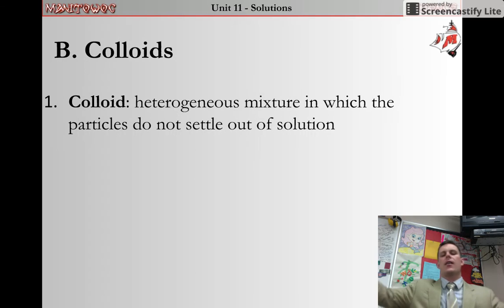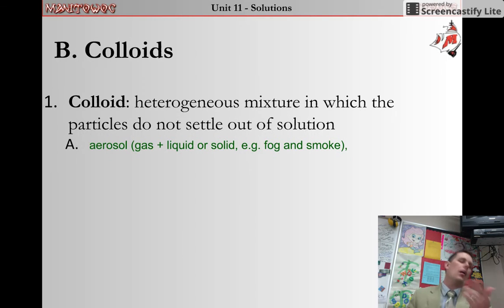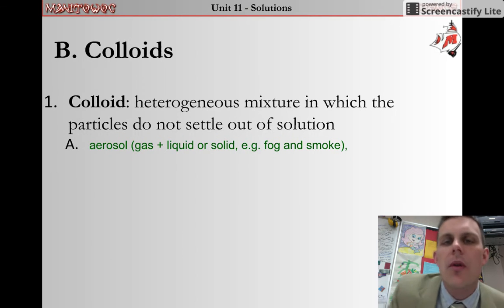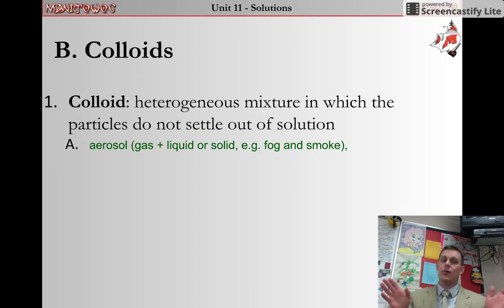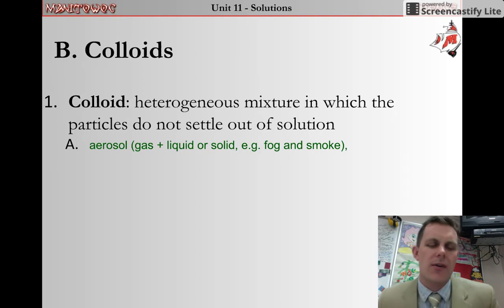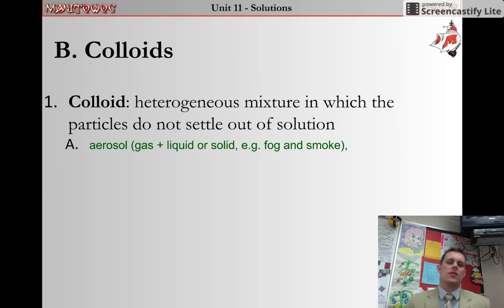By definition, a colloid is nothing more than a heterogeneous mixture in which the particles do not settle out of solution. We've got a couple of classifications of colloids here, different types. You're more than welcome to write these down, but I am not going to make you memorize these or regurgitate these on a test. They're just rather interesting. So the first one's called an aerosol.